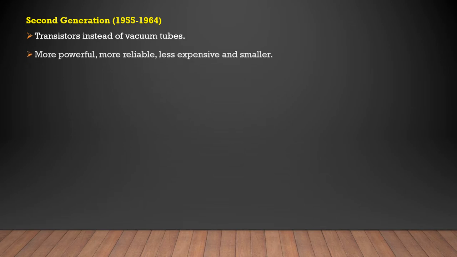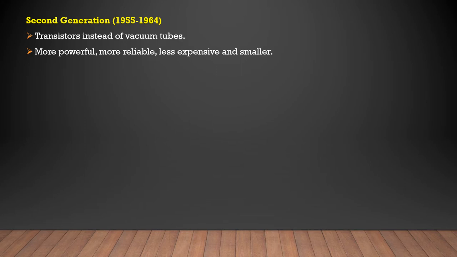Next is the second generation. The second generation was started in 1955 and ended in 1964. Second generation computers were manufactured using transistors instead of vacuum tubes. Transistors were highly reliable compared to tubes, and due to the properties of transistors, the second generation computers were more powerful, more reliable, less expensive, and smaller than the first generation computers.